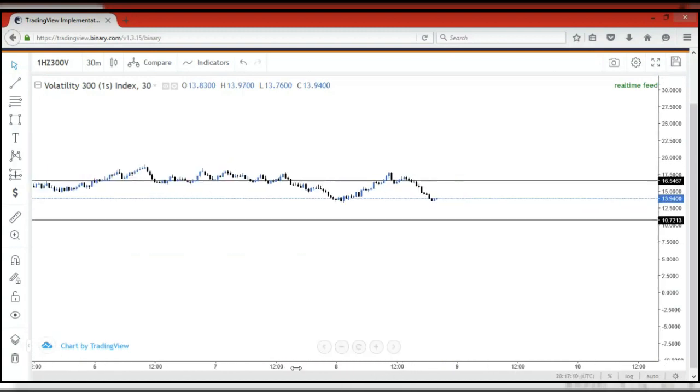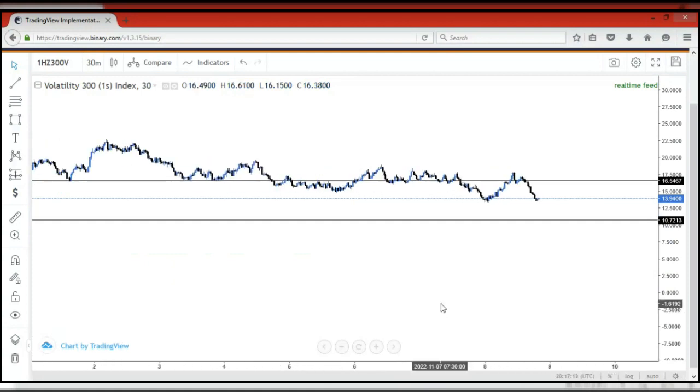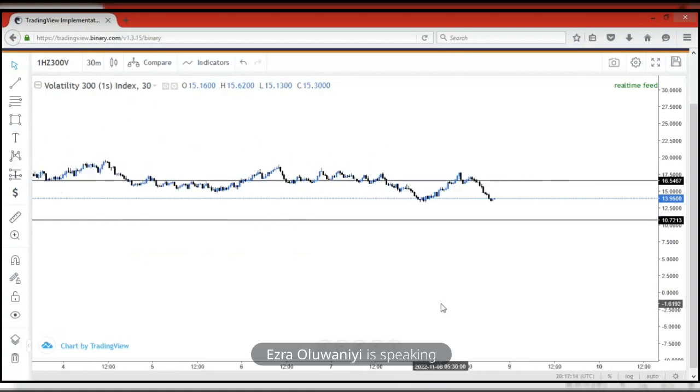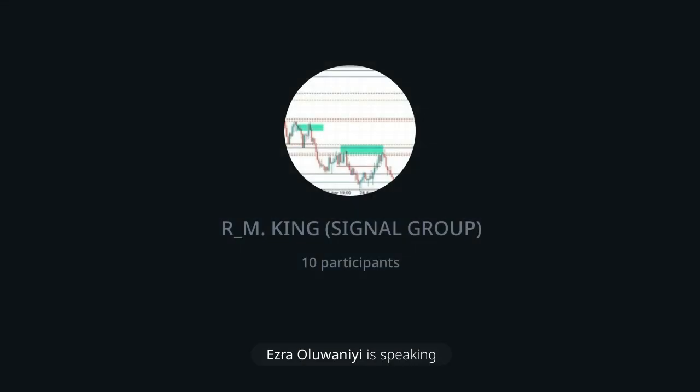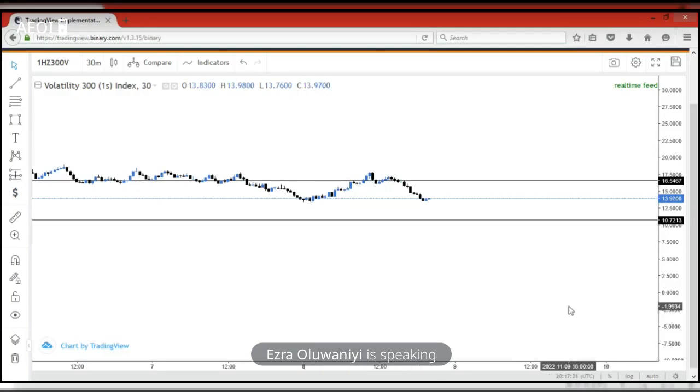So what's happening with this chart? All right, so I would have gone to M30. Now see what happened on M30. Why is this thing not showing well?